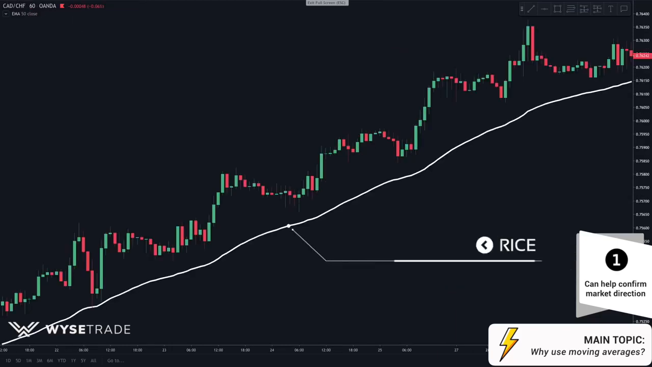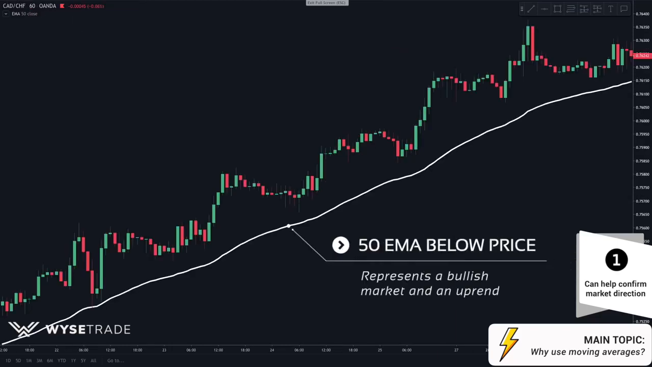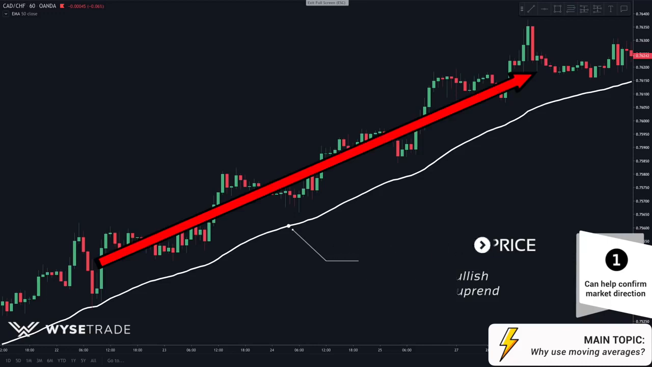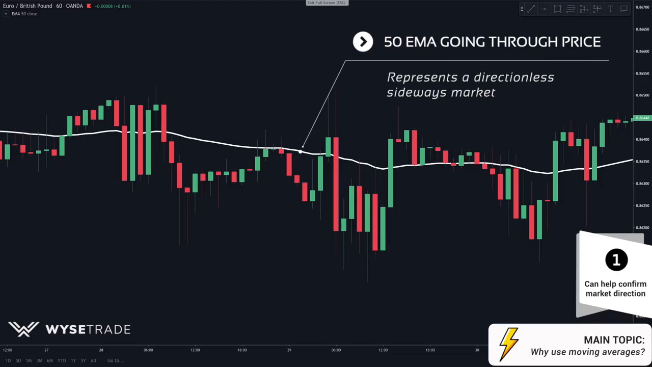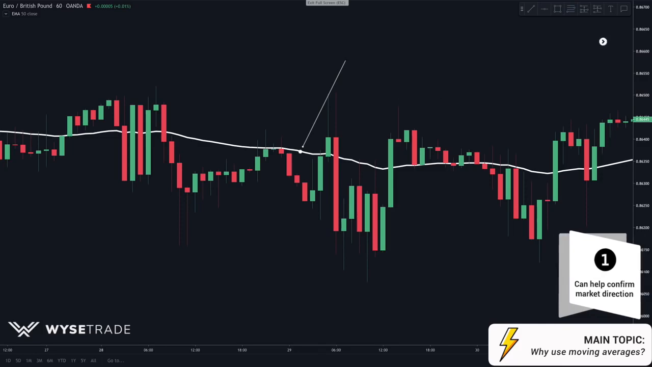When the 50 EMA is below price, it represents a possible bullish market and an uptrend. When the 50 EMA is going right through price, it represents a directionless, sideways market or a period of consolidation.